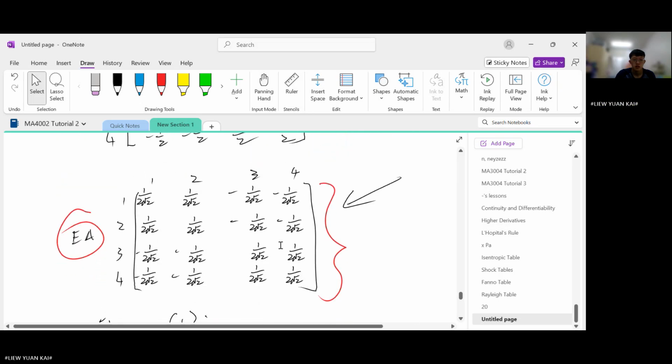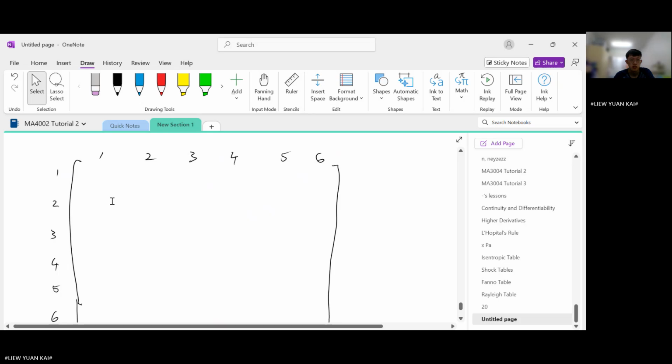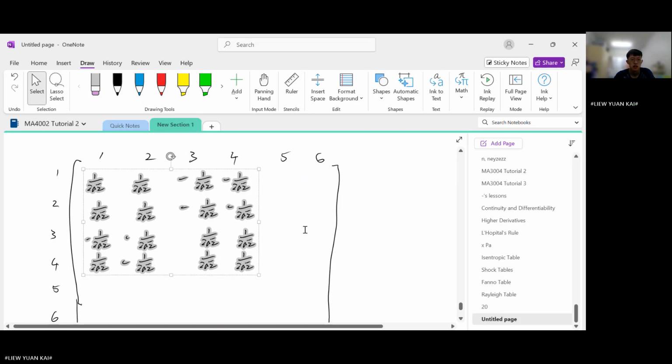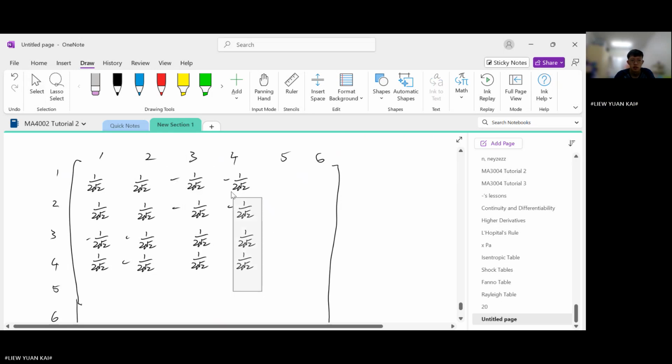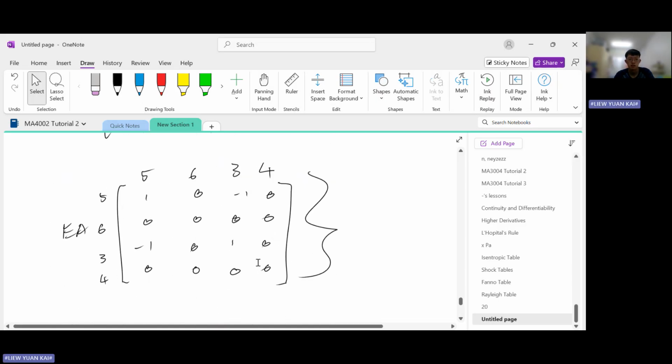So here, all we need to do is just copy paste this into row 1 to 4 and column 1 to 4. Okay, so it should be simple enough. Okay, just like that. Let me rearrange this a bit. Okay, now let's take a look at the next matrix.